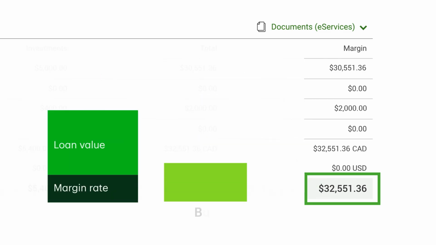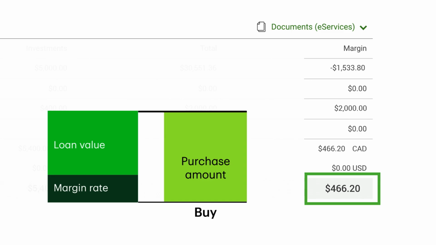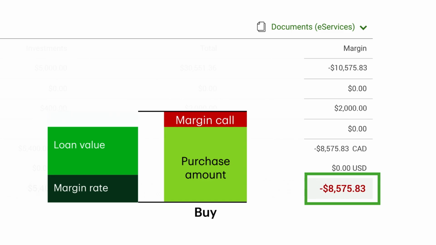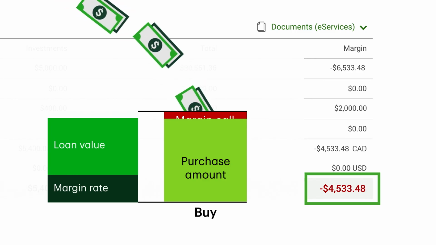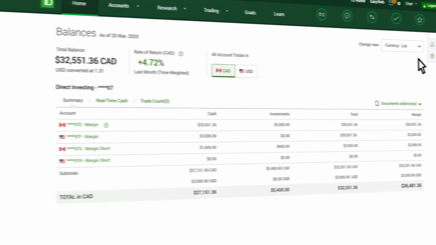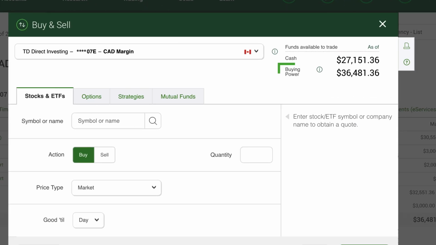A positive number means you have excess margin that you can use to trade or withdraw funds. A negative number means you're in a margin call. You're in a deficit and you need to deposit funds or sell investments immediately to bring your margin into good standing. You can also see your margin balance in an order entry ticket.